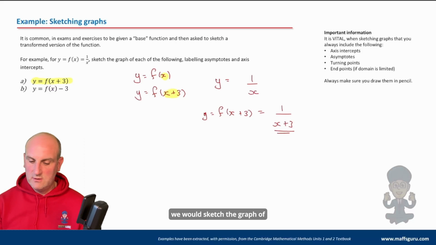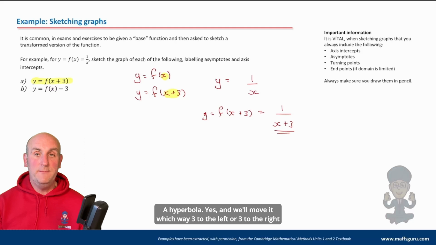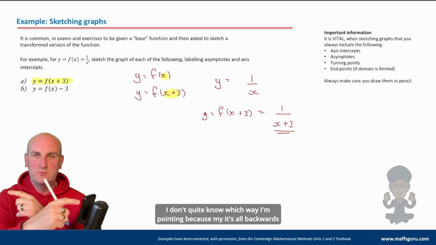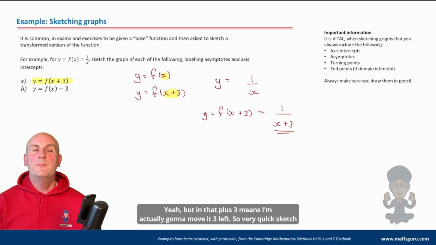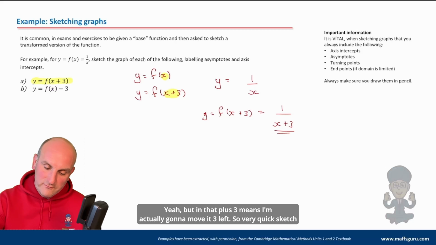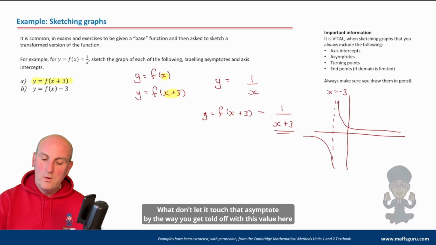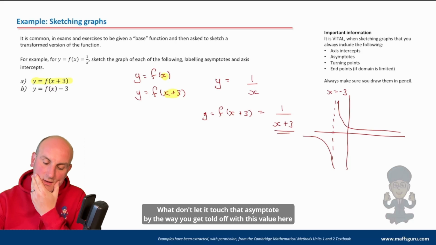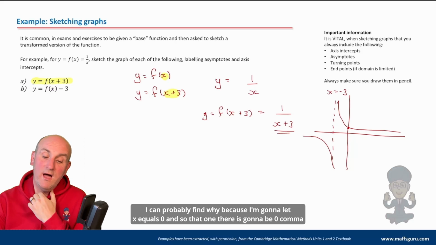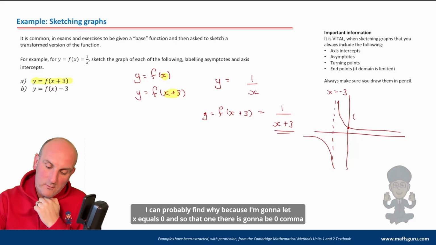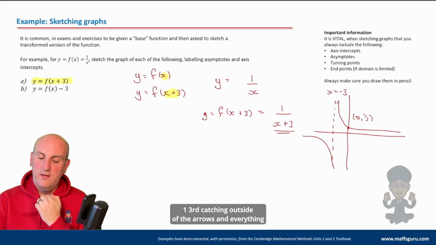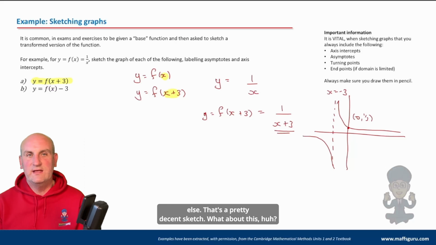And again, how would we sketch that? We would sketch the graph of a hyperbola, yes, and we'll move it which way? 3 to the left or 3 to the right? I don't quite know which way I'm pointing because it's all backwards. But that plus 3 means I'm actually going to move it 3 left. So very quick sketch. Draw my asymptote here at x equals negative 3. I know that a hyperbola would now look like this. Don't let it touch that asymptote, by the way. You get told off. With this value here, I can probably find. Why? Because I'm going to let x equal 0. And so that one there is going to be 0, comma, 1/3. Ka-ching, outside of the arrows and everything else. That's a pretty decent sketch.